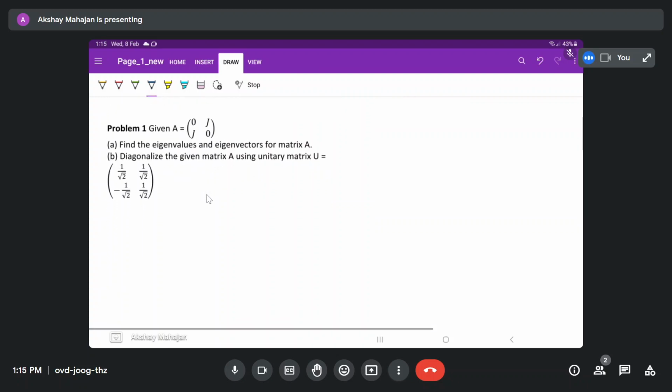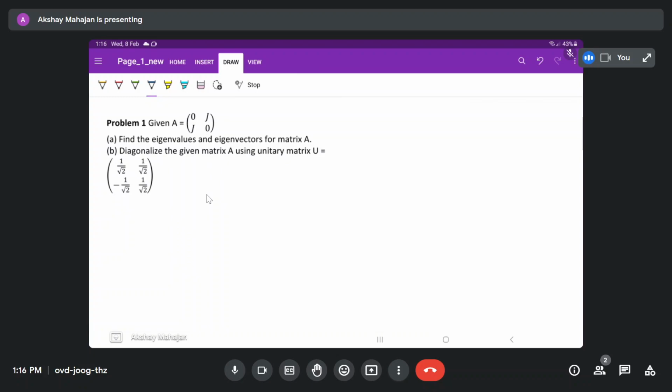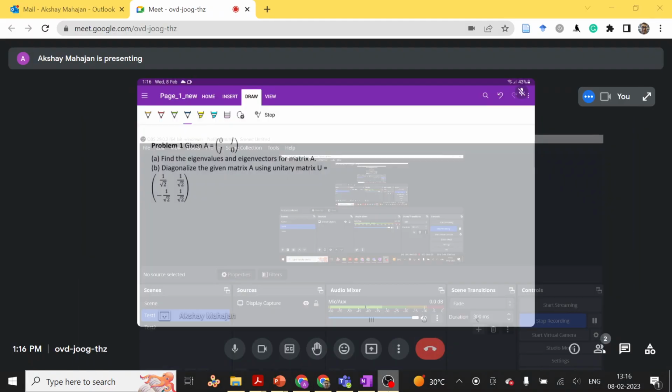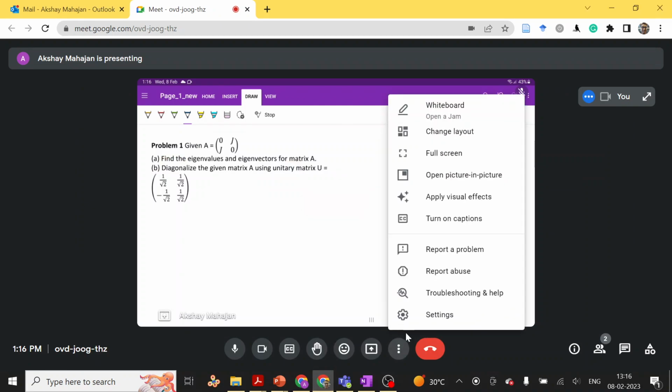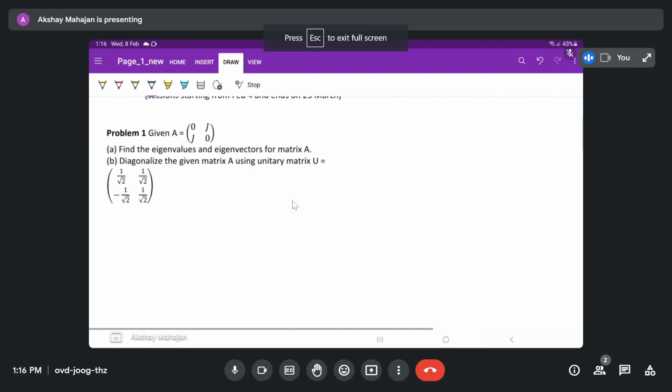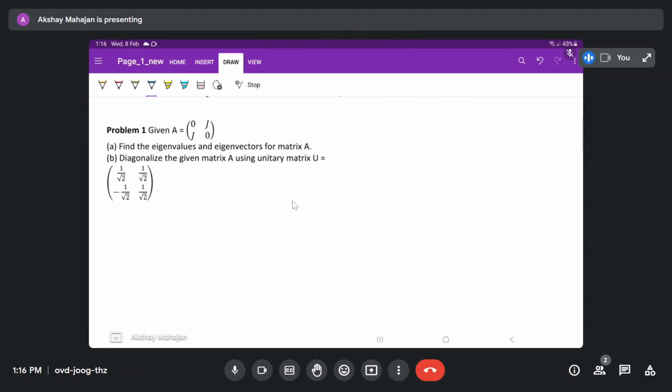Okay. So the first problem that we solved was this: we were given a matrix A, which is given as 0, J, J, 0. Just 1 minute. Sorry for that. Okay. So what we have here is a matrix A given as 0, J, J, 0, a very simple matrix. In part A, we have to find the eigenvalues and eigenvectors for this matrix A.